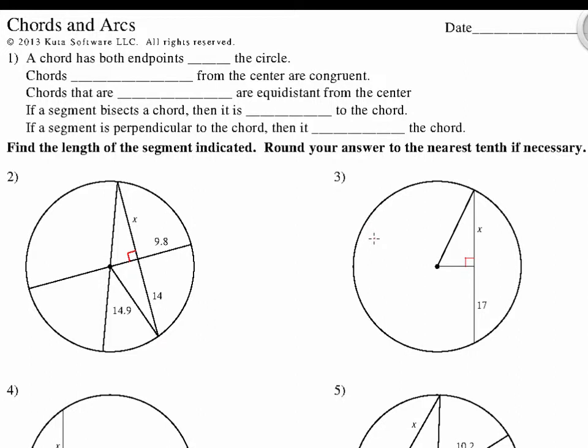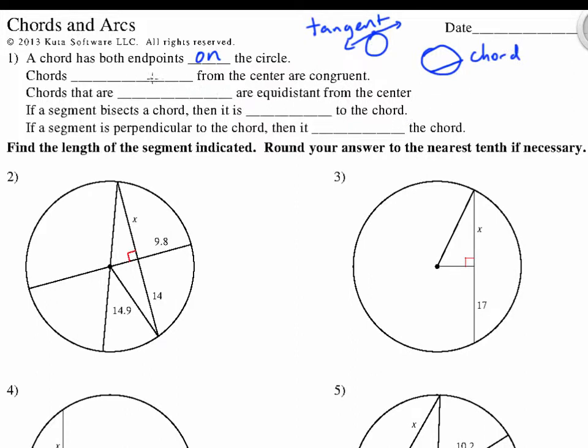Okay, so let's talk about chords and arcs. We talked about tangents before. Remember, a tangent line is one that just touches the circle once. A chord has both endpoints on the circle. So a chord is going to be something like that. That's a chord.